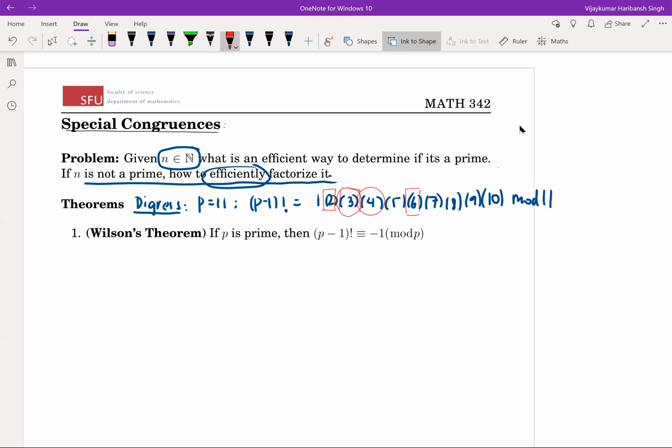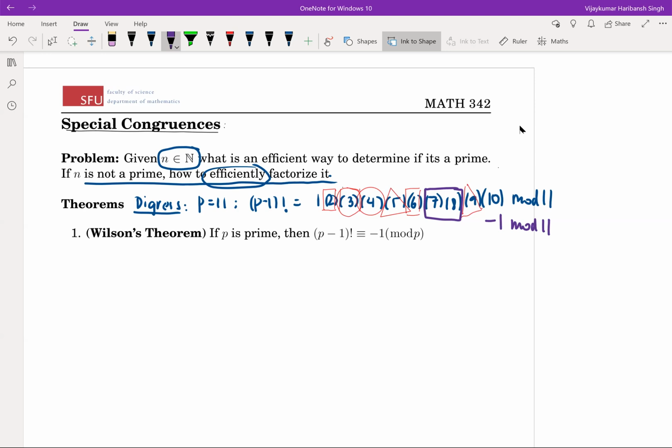Now, notice that 5 times 9 is 45. 45 is congruent to 1 mod p, because 45 is 1 plus 44. So you can pair these together as well. And then you notice that 7 times 8 is 56, so 56 is congruent to 1 mod p. So 7 and 8 are inverses of each other modulo 11, and these two can be paired as well. What is left out is 10, which is p minus 1, 11 minus 1, which is congruent to minus 1 mod p. So certainly, you can see for p equals 11, this theorem is true.